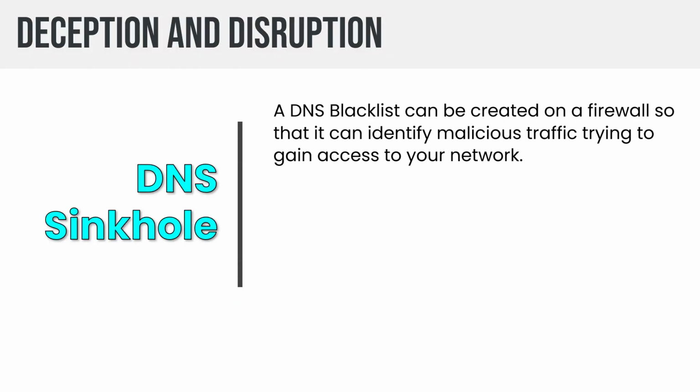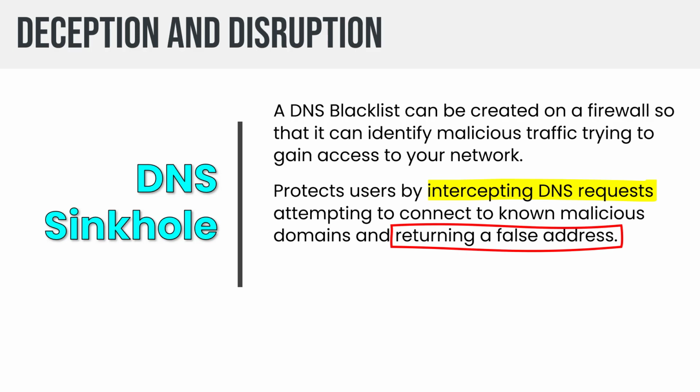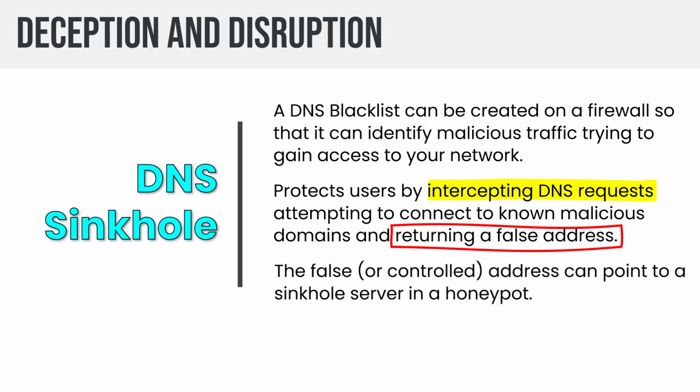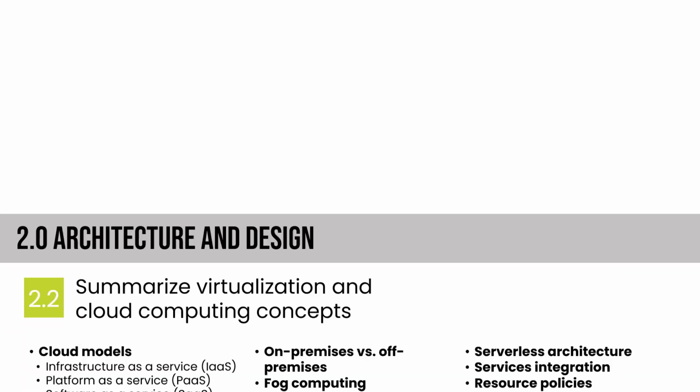So we can create a DNS blacklist on a firewall that can identify malicious traffic trying to gain access to our network. And the sinkhole protects users by intercepting DNS requests attempting to connect to known malicious domains and returning a false, or what we call a controlled, address. And that controlled address can point to a sinkhole server or a honeypot. But notice how the tools in this section work together. So the sinkhole, the honeypot, the honeynet, etc. are complementary. So we have layers.